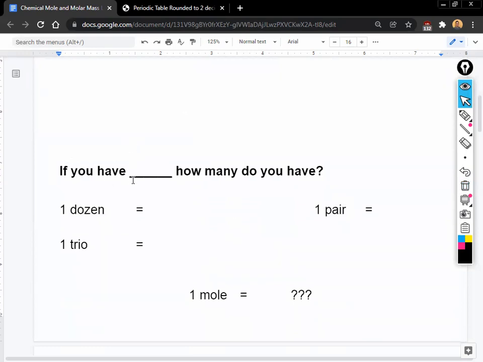So if you have a blank, how many do you have? If I have a dozen of something, how many do I have? Good. If I have a pair of something, how many do I have? And if I have a trio of something, 3.